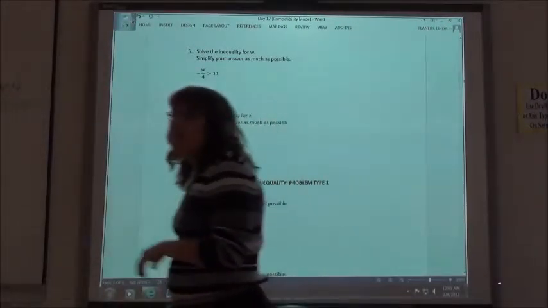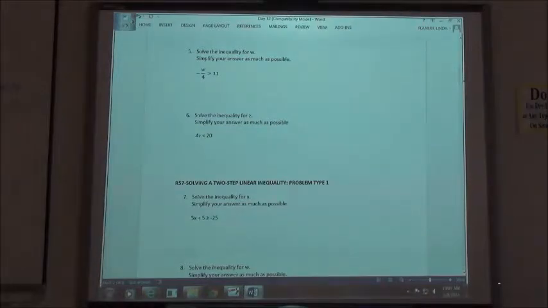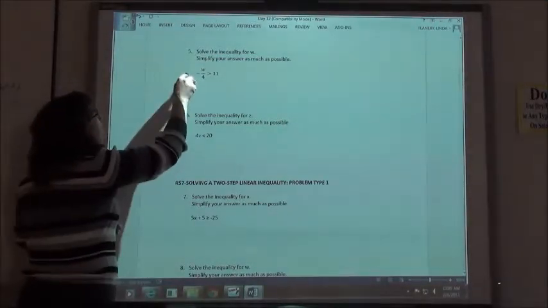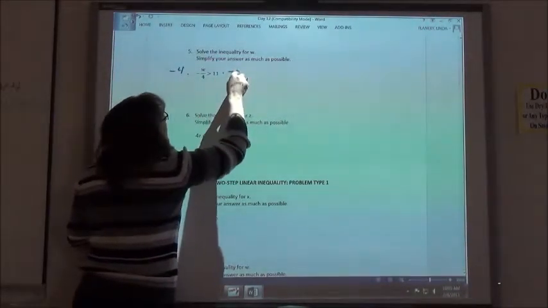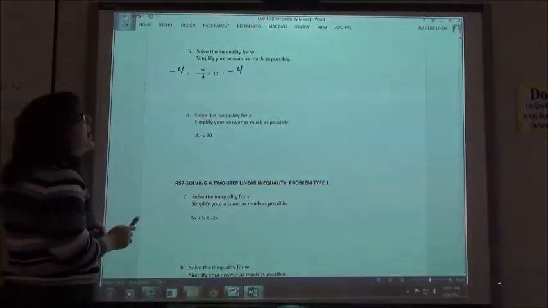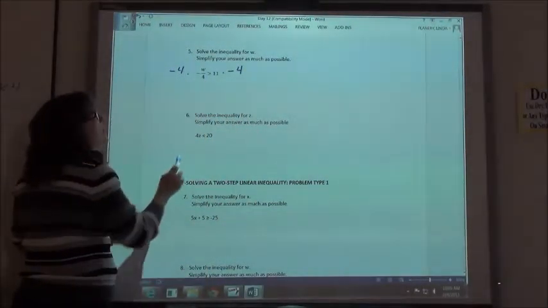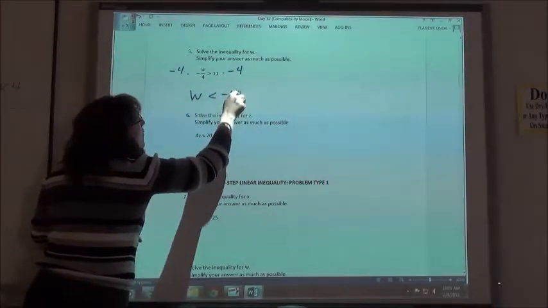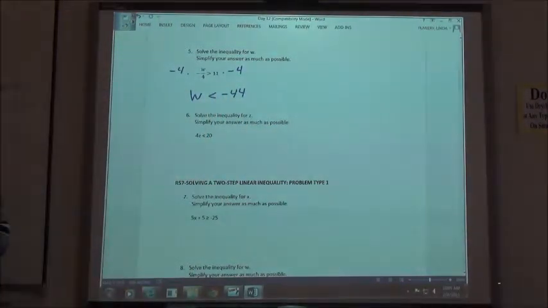Number 5 here, there's actually 2 different ways you could solve this one. The first way is, if I get rid of that fraction, what would I do? Times it by negative 4. If I times it by negative 4 and I include the negative, I'm multiplying by a negative 4, which means I have to flip my sign. W is less than negative 44. That's the quickest way to solve it.